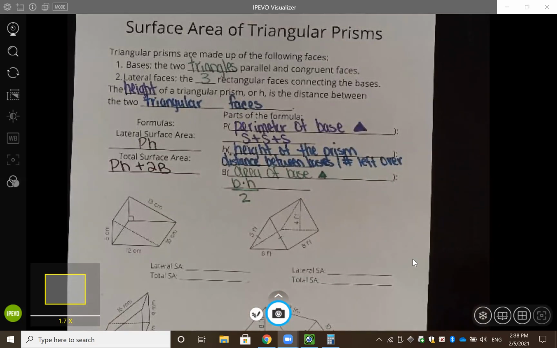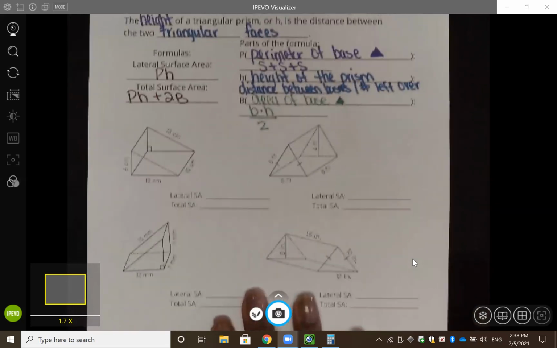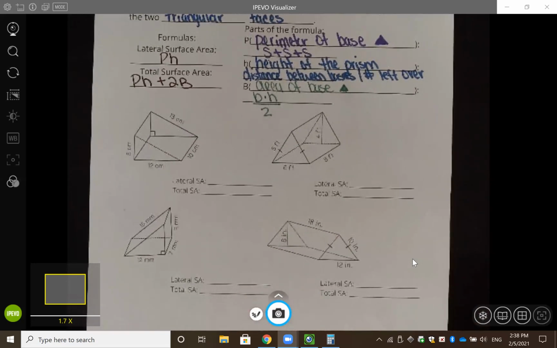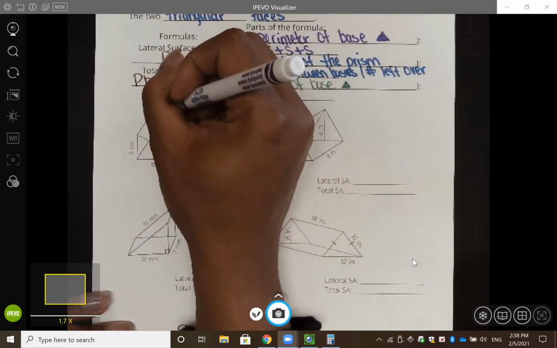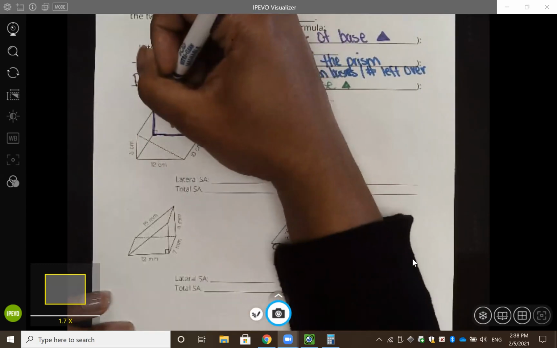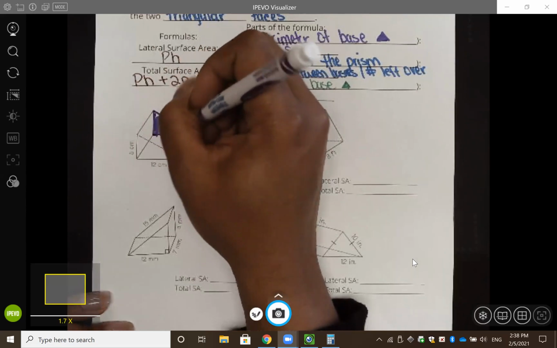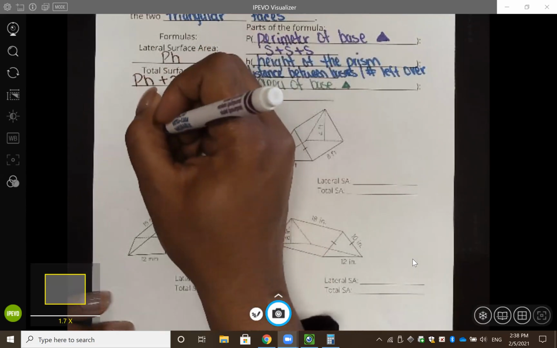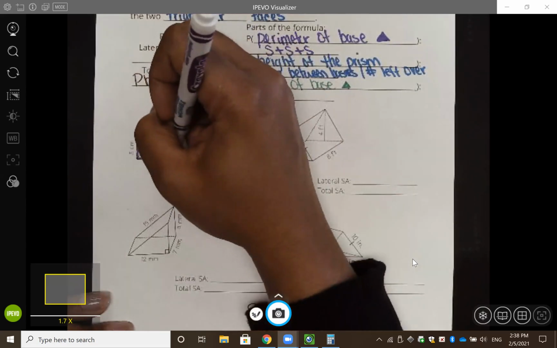Okay, let's do some solving. So same steps as last time, guys. I'm not all fancy. I don't do different stuff. So my first thing is I'm going to identify my two triangles. So I have a triangle right here. These are my bases. And then I have a triangle right here. That's my other base.